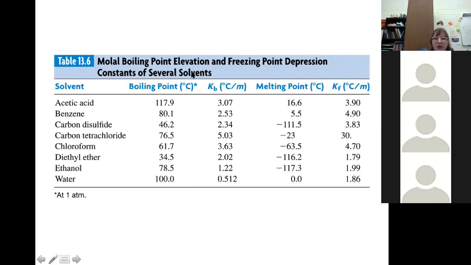doing our example of a boiling point elevation this time. So I want to remind you that while a lot of our examples involve water, they don't always.